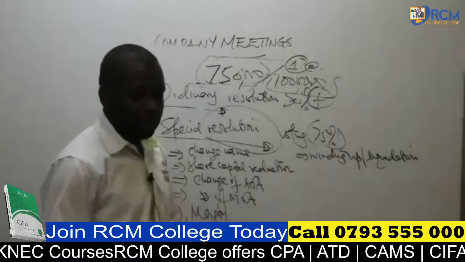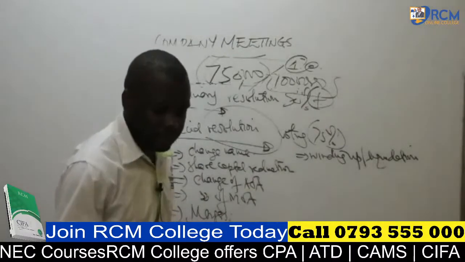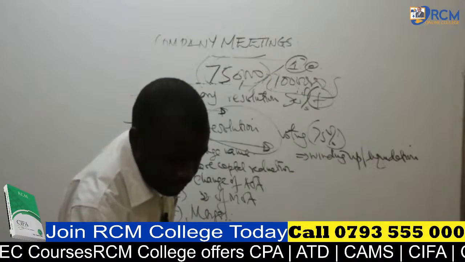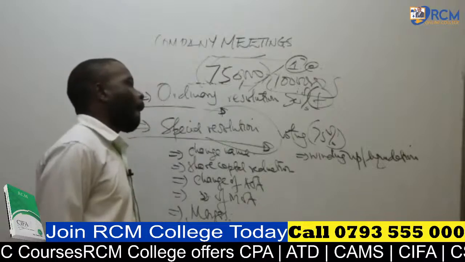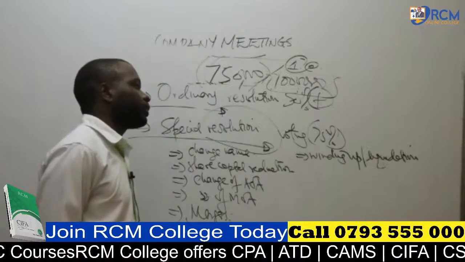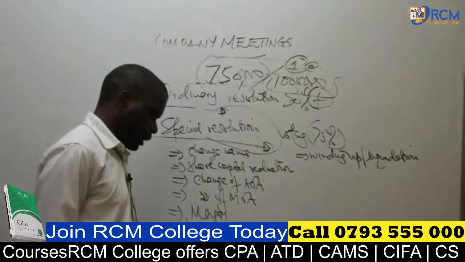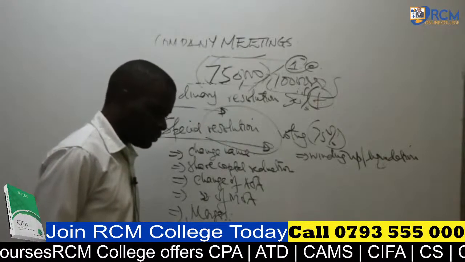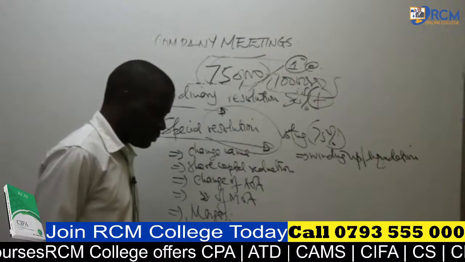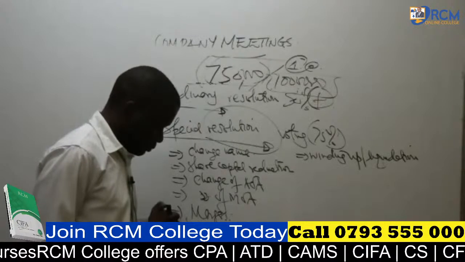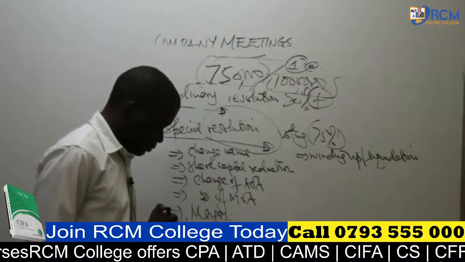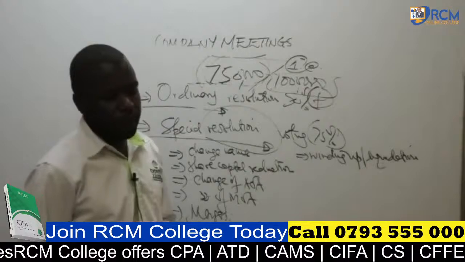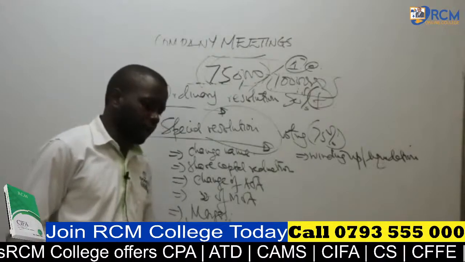Let me have a look at the question. You said the question is in the last sitting, the September 2021 question. Just read the question again. The question reads: explain 7 requirements necessary for the passing of a special resolution in company meetings.